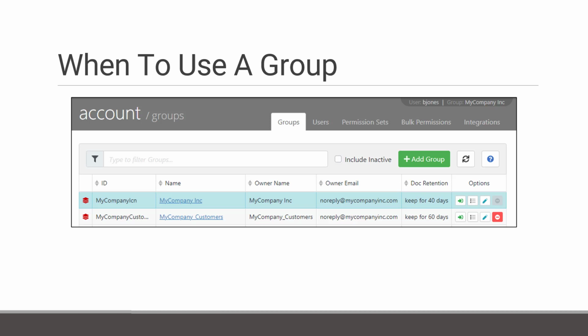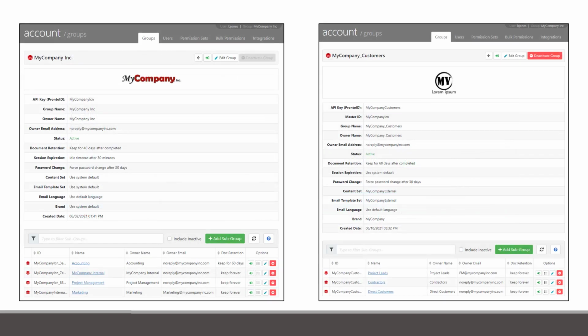They could make My Company Customers a subgroup of My Company Inc., but there would be a lack of overlapping usage. Customer workflows and reporting would then be included in other internal reporting, and the logo would have to be the same as the parent group. These are all the reasons why making My Company Customers a subgroup of My Company Inc. would not work. Next, we will review subgroups.